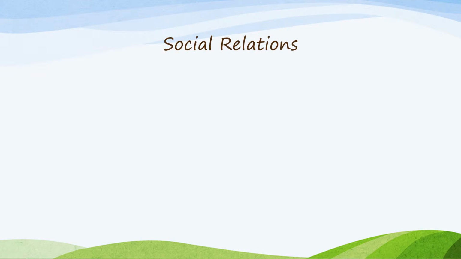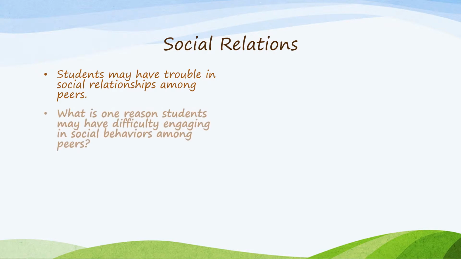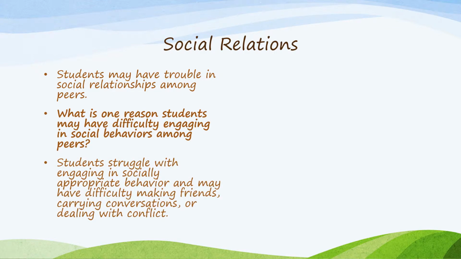So taking a look at students and social relations. Students with behavioral disorders may have trouble in social relationships among peers. In your own experience, could you think of one reason why students may have difficulty engaging in social behaviors among their peers? There's a number of different reasons, but we'll take a look at that students struggle with engaging in socially appropriate behavior. Therefore, they may have difficulty making friends, carrying on conversations, or even dealing with conflict.